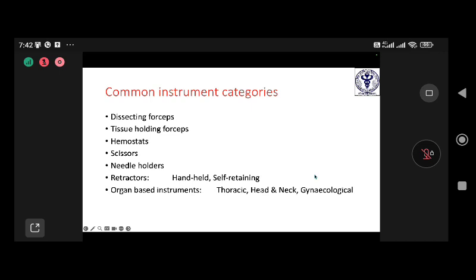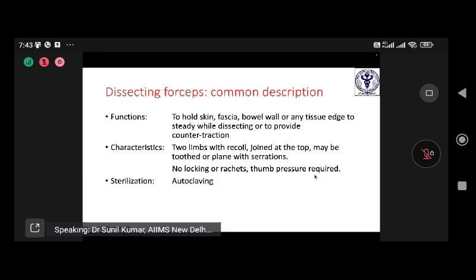And there will be some organ-based instruments, like some thoracic instruments, some thyroid instruments, some gynecological instruments. So organ-based or particular surgery-based instruments will be there. And then there will be a category of energy devices, tubes and drains, which I'll be covering later on. Now let's take up one category at a time. First I will be taking up dissecting forceps, which is very, very common. Almost every surgery will be using that.